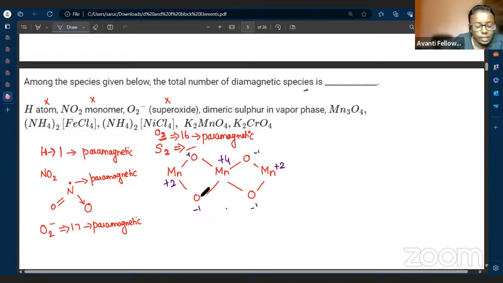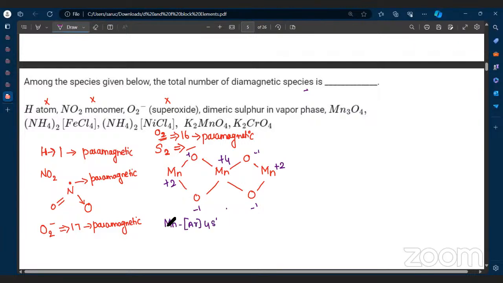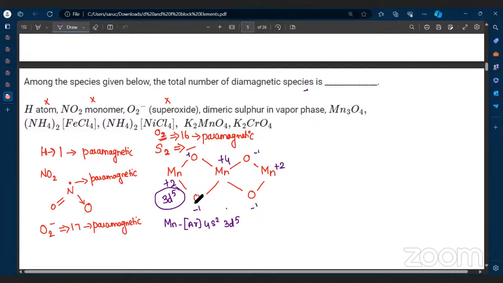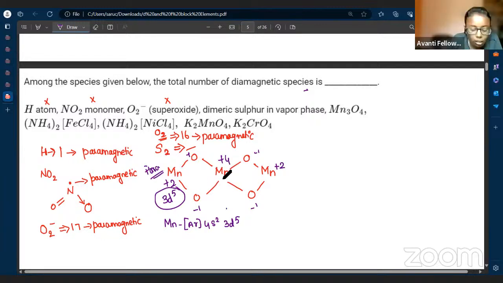So now the configuration of manganese is argon 4s2 3d5. For Mn2+, you are going to remove 2 electrons, so it is going to be 3d5. If it is 3d5, whether it is paramagnetic or diamagnetic? Paramagnetic. So this manganese is paramagnetic.